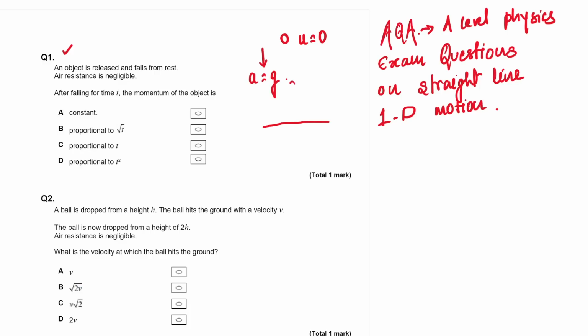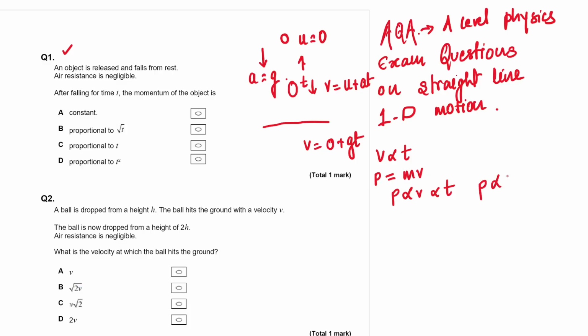Now, after falling for time t, it has reached somewhere here. What will be its velocity? Its velocity will be u plus at, so v is equal to 0 plus gt. So velocity is proportional to t. Momentum is denoted by p, so p is mv. Momentum is proportional to v, v is proportional to t, so momentum is directly proportional to t. That's it, so the answer would be C.